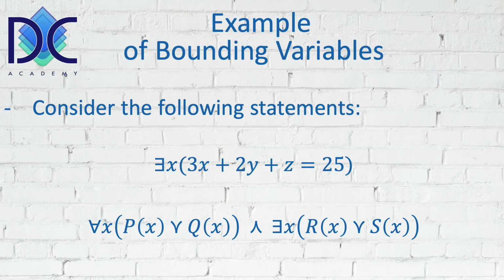In the first one, we use there exists an x. So x in this case is a bound variable, while y and z are not. And in the second expression, we have for all x, p of x or q of x is true. And then there is an x for which r of x or s of x is true. So these are statements that we can consider, and in both cases we have the variable x which has been bound by the quantifiers.